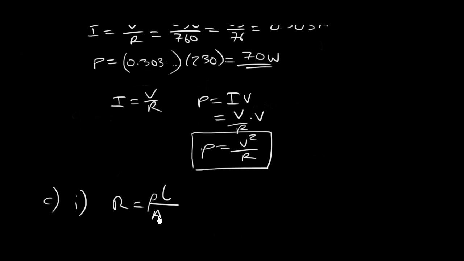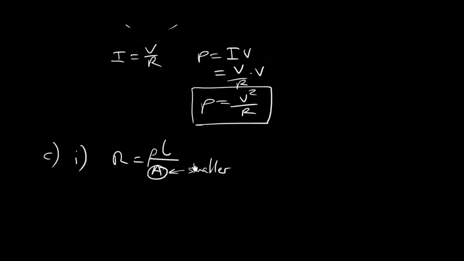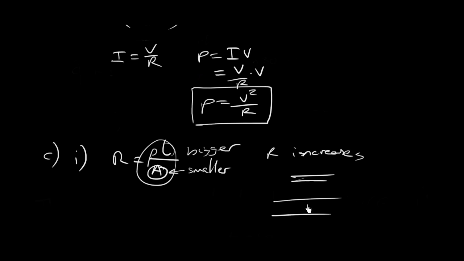So if it's thinner, what happens? The area is smaller. If the cross-sectional area is smaller, that means that the whole of the fraction is going to get bigger because it's at the bottom. So if the whole fraction gets bigger, the resistance increases, which agrees with our idea that a thin wire is going to have a higher resistance than a fat wire. So hopefully that makes sense. The R increases, and you can use that argument to justify that.